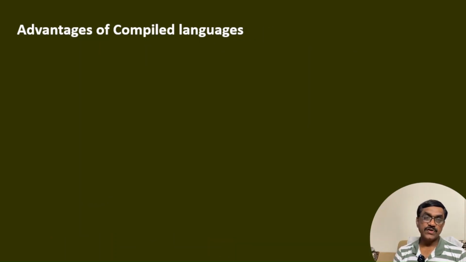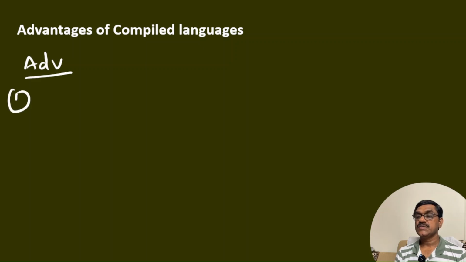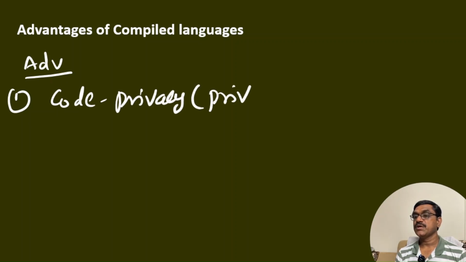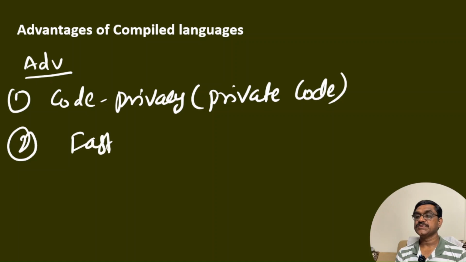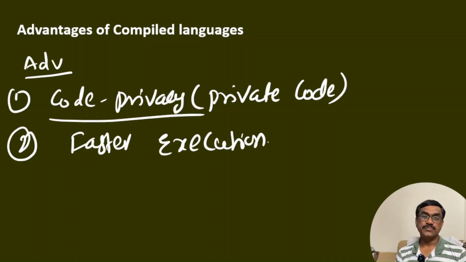Now we will see the advantages of compiled programming languages. Let us discuss first advantages. The first advantage here is code privacy, or we can say private code. And the second one we are talking about is faster execution. Now, what is meant by the code privacy?